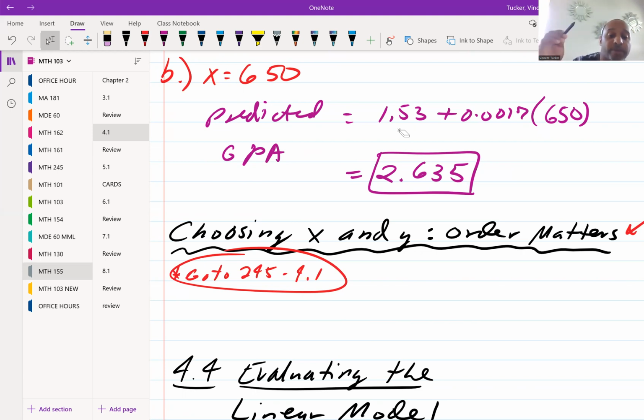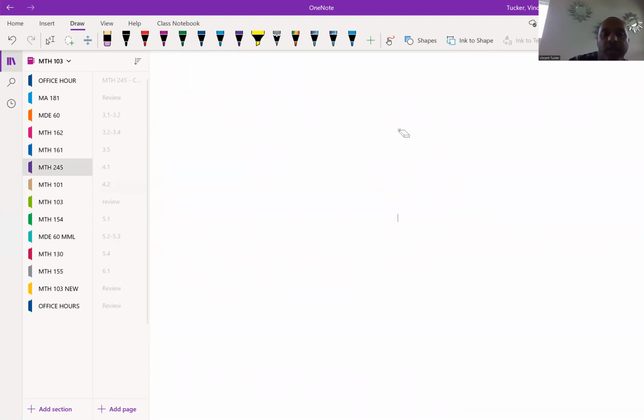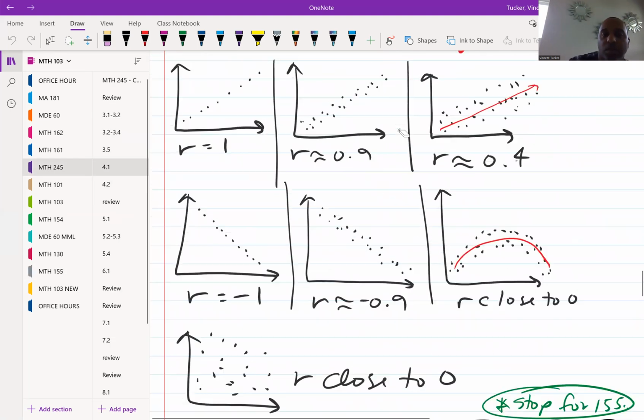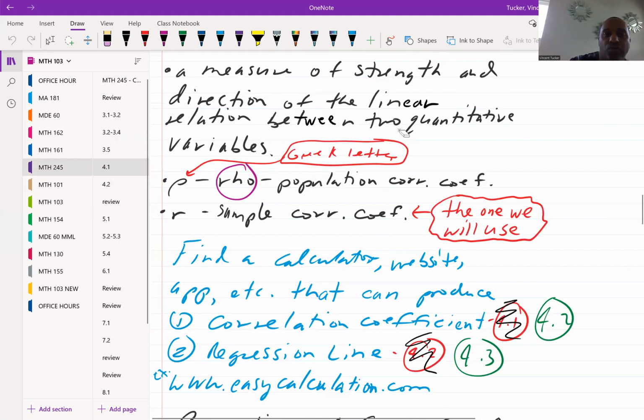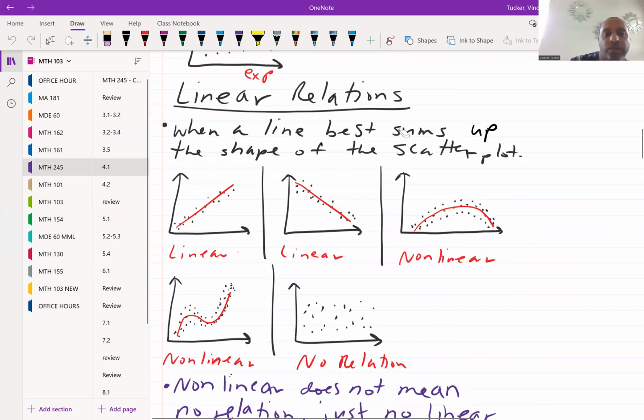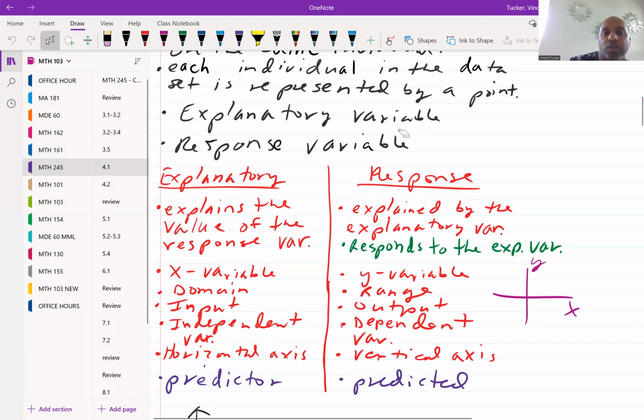All right, so we're still in 4.3 and we're going into choosing your X and Y, and order matters. I'm about to go to another page, but let me know if I cannot. Is everybody okay for me to go to the next page? All right. Here we go.